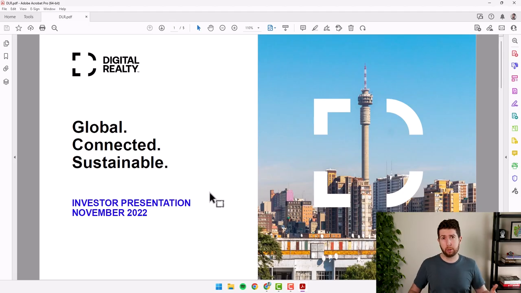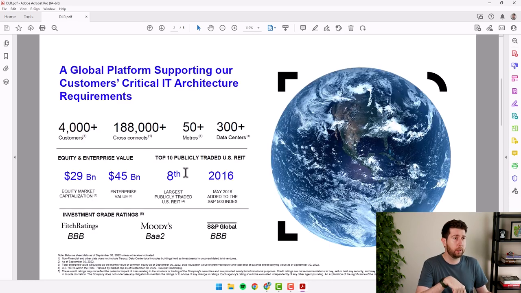Third stock I want to talk about is Digital Realty. This company entered my portfolio just today. I opened my position. I never talked about this company in another video. This is the investor presentation released in November. This is a data center REIT, meaning their business is to own data centers and rent them out to tech companies, basically.